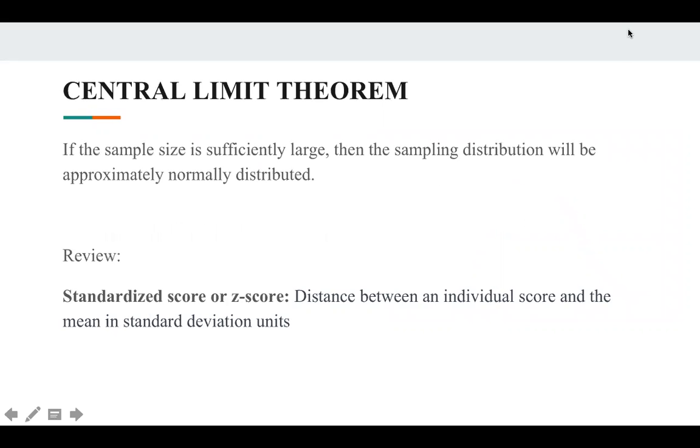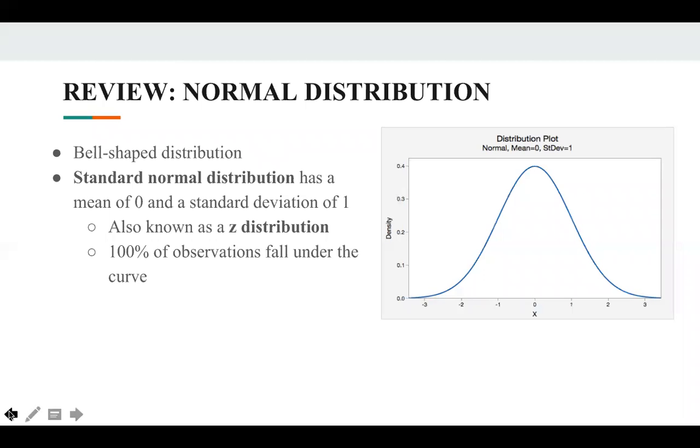The central limit theorem just states that if the sample size is sufficiently large, then the sampling distribution will be approximately normally distributed. So as you saw before in the image, the larger our sample size, the more normally distributed it will be. In other words, the more people or cases we have, the more bell-shaped it will be, more centered.